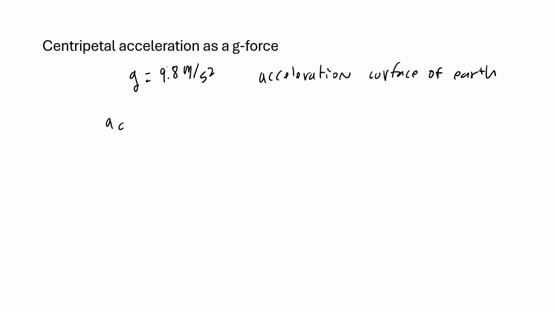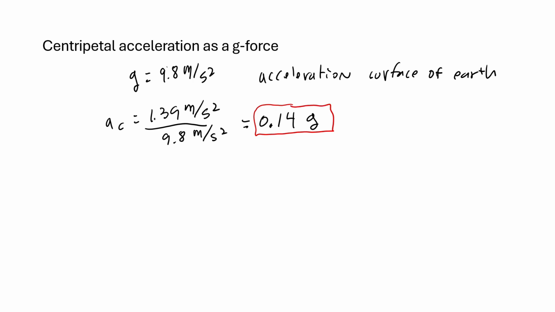So for our acceleration now, we're just going to do a conversion. We have 1.39 meters per second squared divided by 9.8 meters per second squared. Doing the math, that is 0.14, and that's going to be g. This is a unitless number. It's just a ratio of the centripetal acceleration of the car divided by the acceleration due to gravity of the Earth.